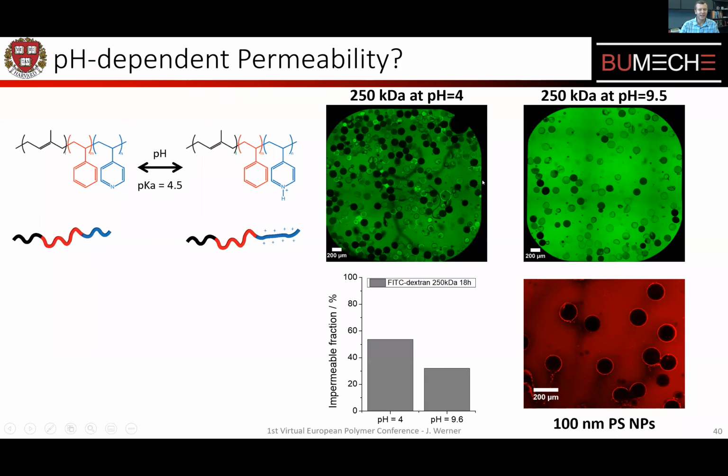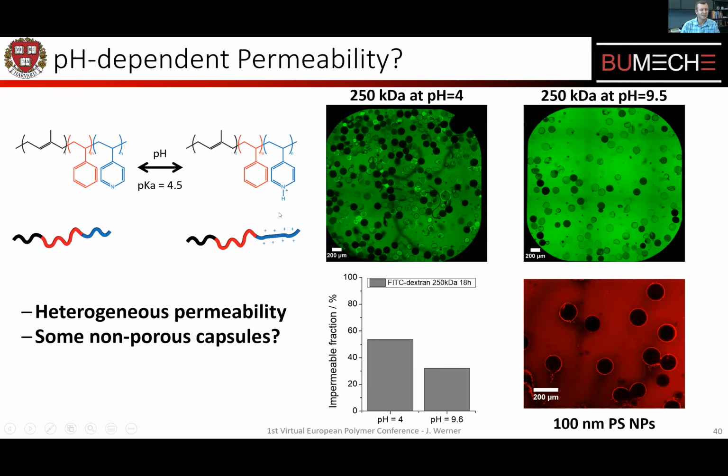When we lowered the pH, we found that more capsules, as expected, were not permeable to our probe. However, there were still some capsules, in fact, quite a lot of capsules, over 45% of the ones we counted, that were still permeable to the probe. So that puzzled us a little bit, why there is such a heterogeneous permeability in microcapsules that have such homogeneous cross-sectional structure that I showed you before.